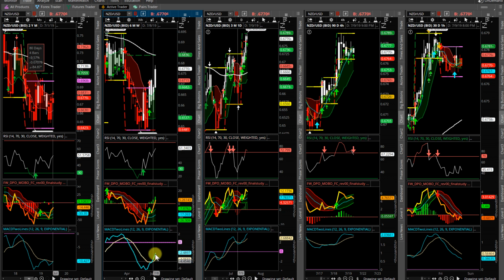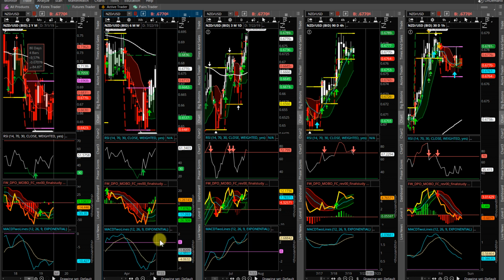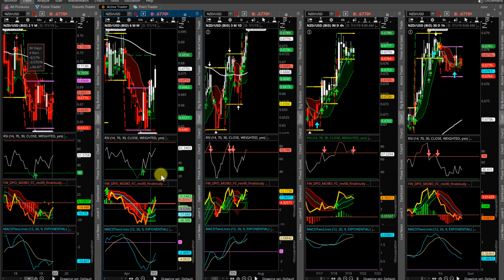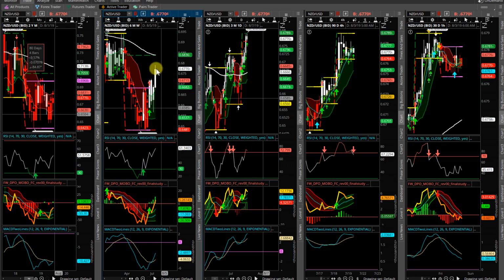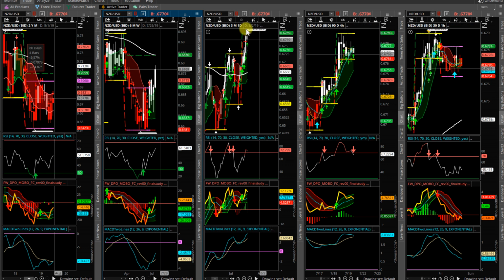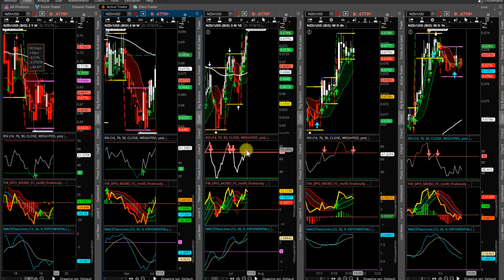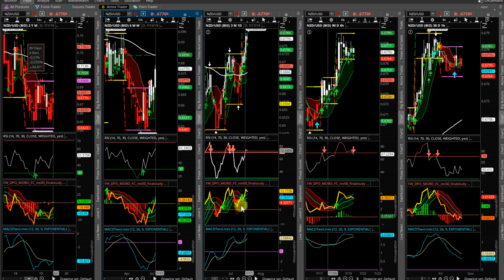MACD is positive, so that's good. Its momentum is to the upside. MOBO is to the upside. RSI hasn't been overbought on the weekly, so that's good. So it's pulling a little bit back. The daily is overbought, but that's not bad.